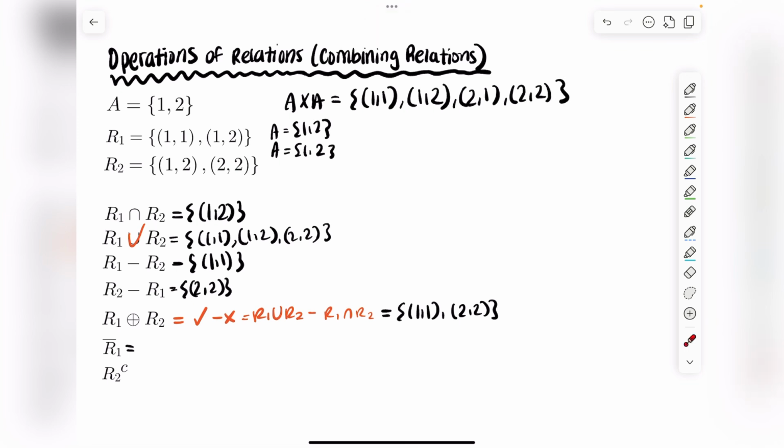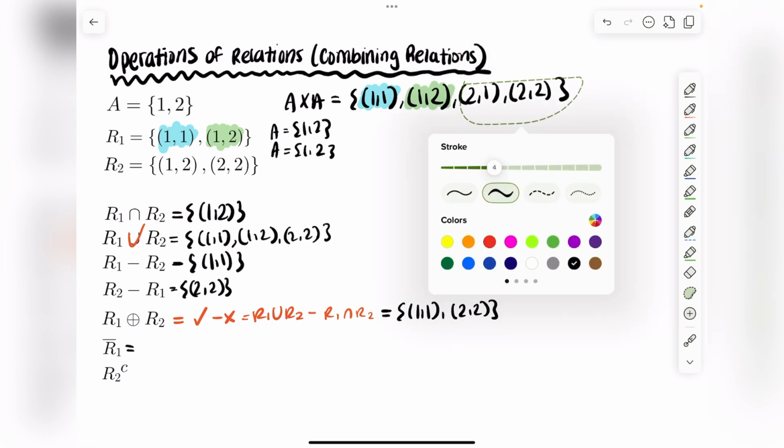And that's it. So if you want the opposite of R1, you want everything that's not in R1, then recognize that R1 has (1, 1), which is over here, has (1, 2), which is over here. So you want everything that's not these two, that only leaves you with these two. So your set at the end of the day is going to be (2, 1) and (2, 2).